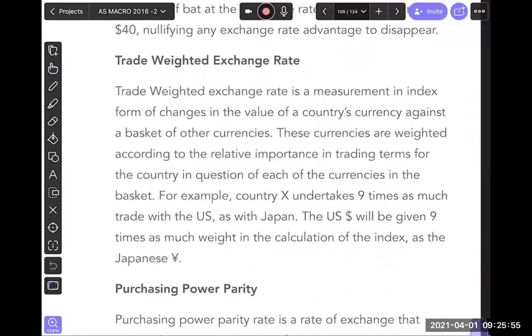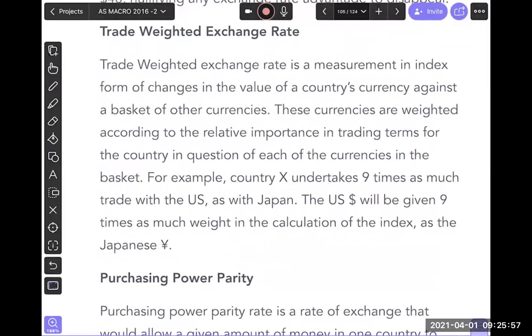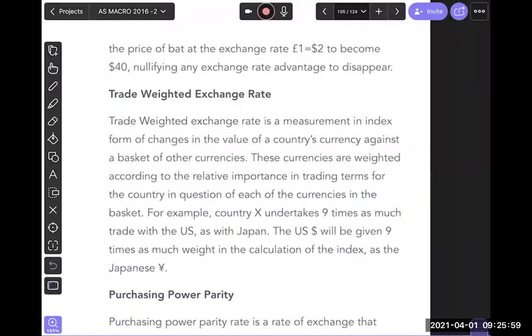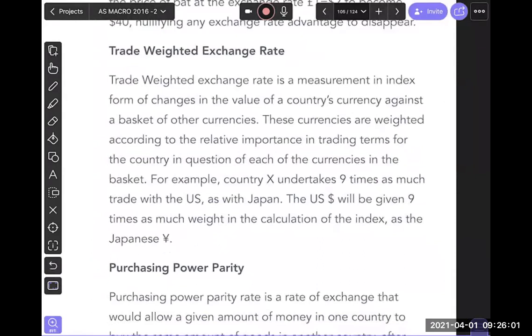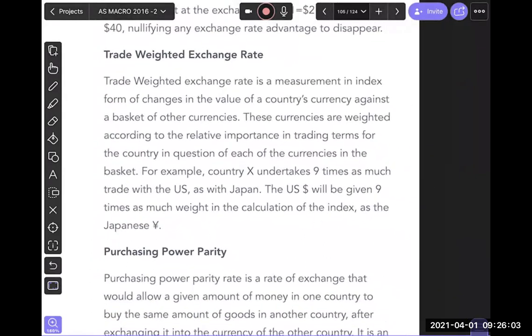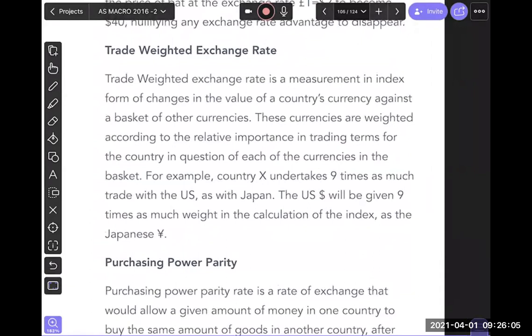We move on to talk about the trade weighted exchange rate. What is a trade weighted exchange rate? A trade weighted exchange rate is another exchange rate that countries sometimes look at. They try to look at how trade is happening with their trading partners, and they assign weights accordingly.